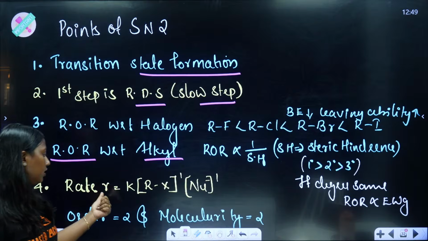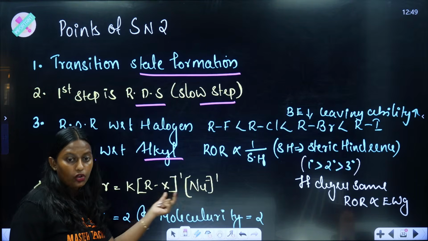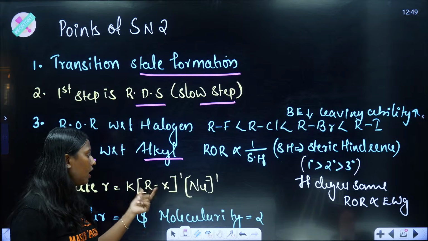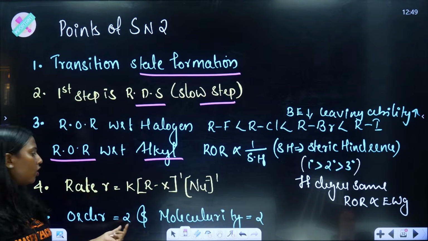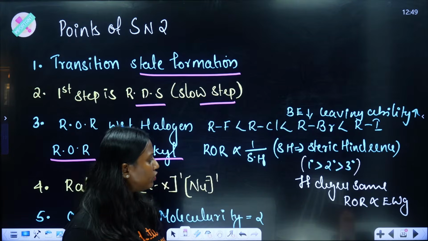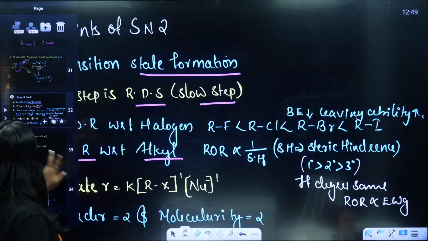Next, the rate R is equal to K into [RX] into [nucleophile]. There are two reactants, the nucleophile and RX. So that's the reason the rate is this equation. So what is the order? Order is 2 and molecularity is also 2. So I hope it's clear. I think a few more points are there.